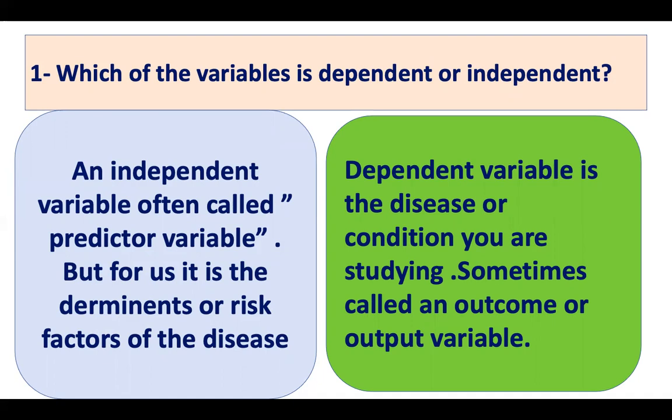So the dependent variable will be the disease you are using. Which disease are you using? If your disease is hypertension, the dependent variable will be hypertension. If it is migraine, it will be migraine. If it is breast cancer, your dependent variable will be breast cancer. If it is insulin resistance, your dependent variable is insulin resistance, and so on. So your disease will be your dependent variable, and your risk factors will be your independent variables.